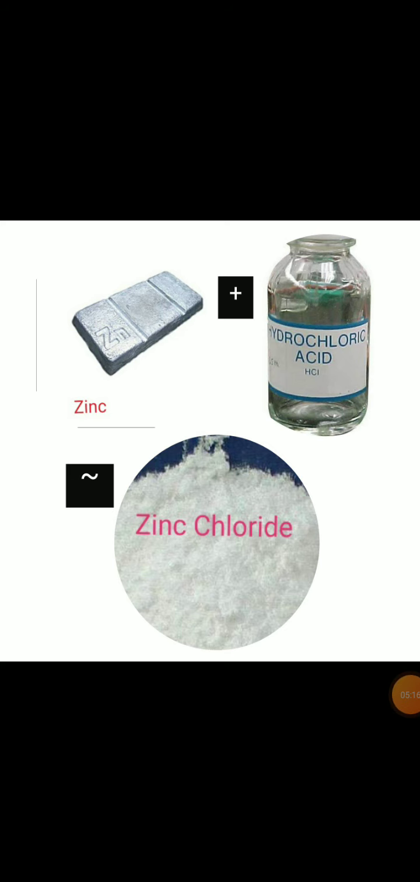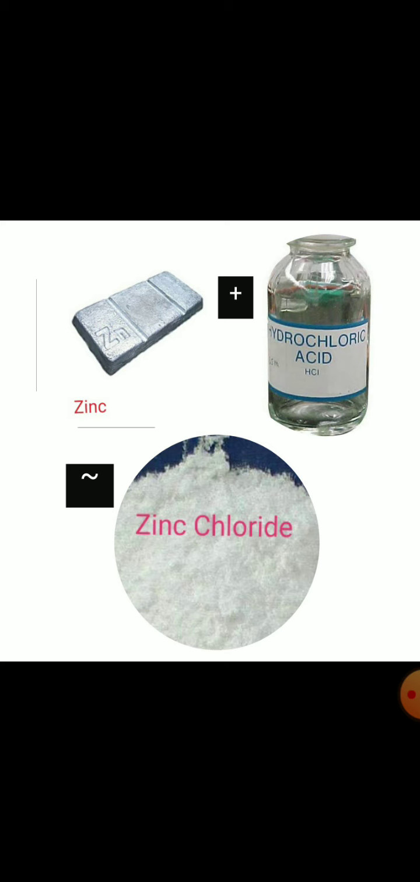If we take the example of zinc, when a small piece of zinc is kept in a test tube filled with dilute hydrochloric acid, it forms zinc chloride and hydrogen gas is evolved. What will be the equation for this? It is Zn plus 2HCl, which gives ZnCl2 plus H2. ZnCl2 is zinc chloride. So these are some of the examples of reactions between metals and acids.